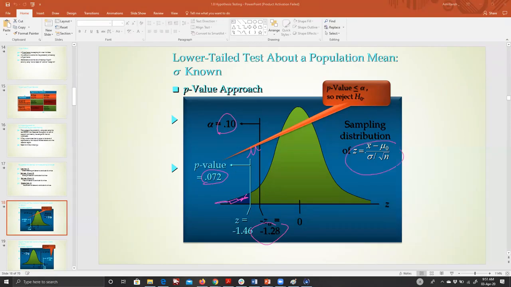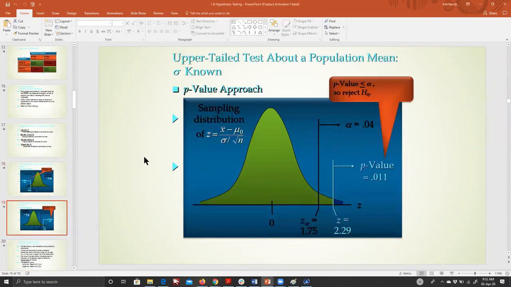Now, how will you calculate the z value? This is very simple. You take your sample mean minus the new mu, divided by the standard error. This will give you the sampling distribution z value. Okay, based on this z value, you can decide, and the same applies for the positive one, the upper tail, as well.